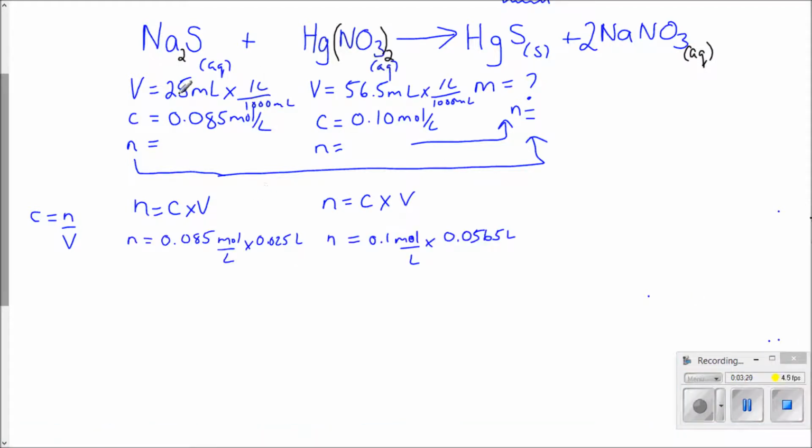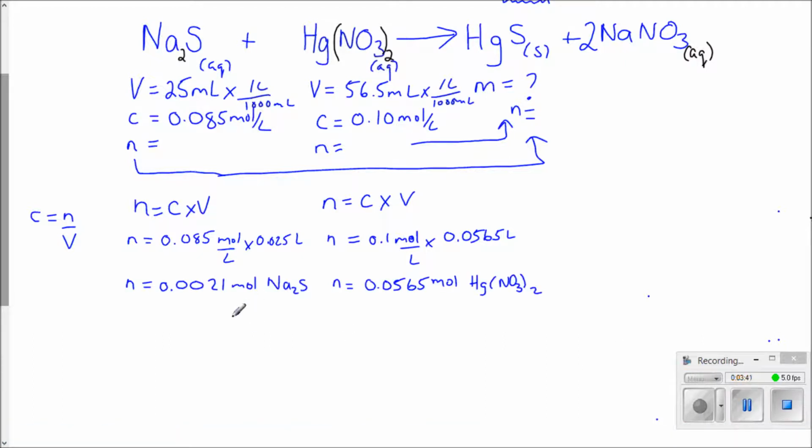So again, notice I've taken my volume here, and that's the volume here. This volume here is the volume here. I've converted to liters by dividing by 1,000. We multiply it out, and we will get the moles of each one of our substances. Remember, this is going to be the moles for Na2S. This is going to be the moles for mercury 2 nitrate.